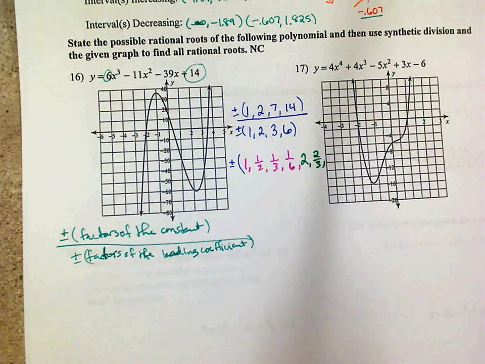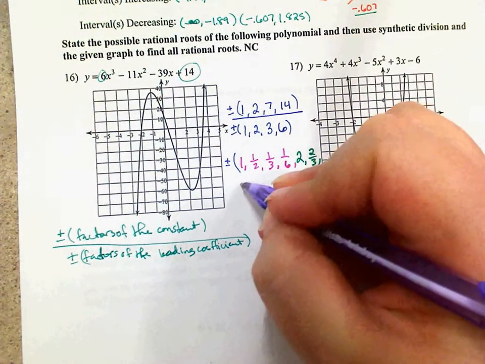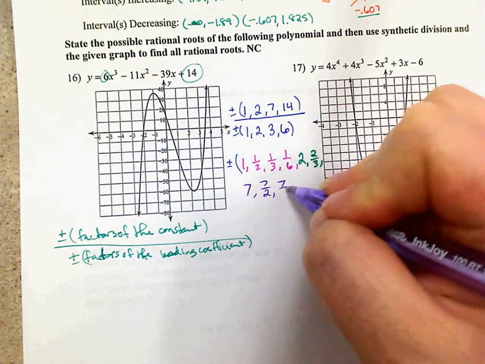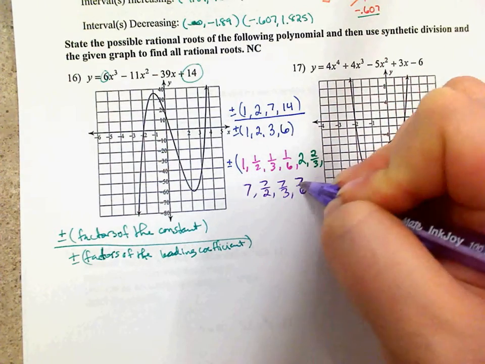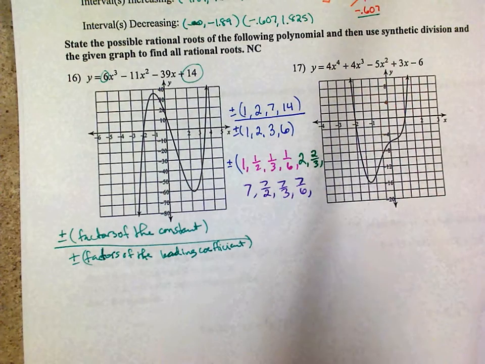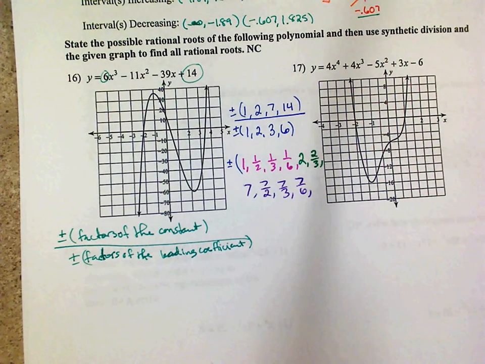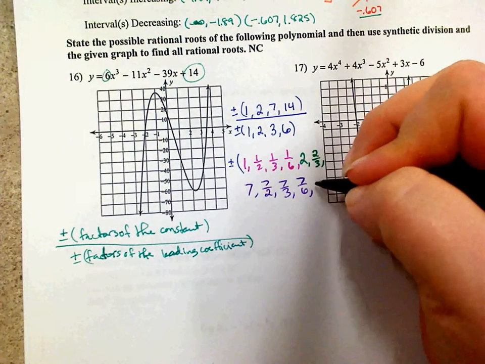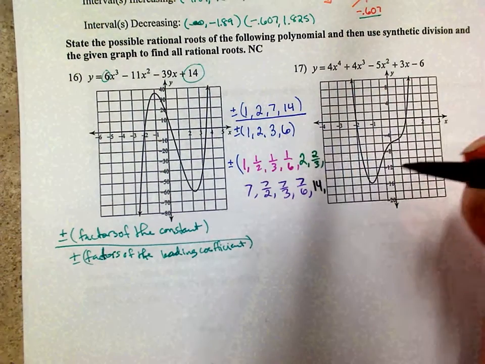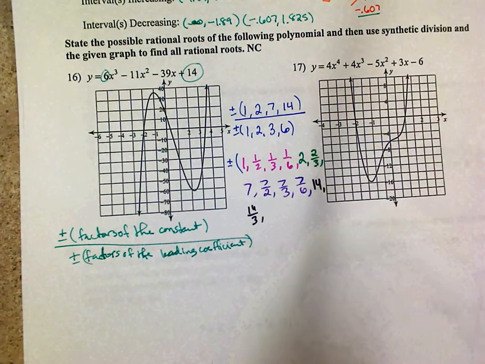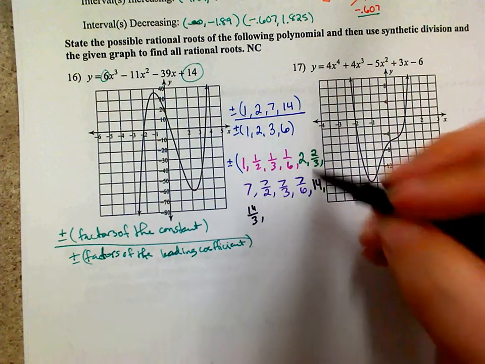Then we do 7. 7 divided by 1, 7. 7 divided by 2, 7/2. 7/3 and 7/6. If it's odd and these are, well, it's prime, so those aren't going to divide out. And then we do 14. 14 divided by 1, 14. 14 divided by 2, 14 divided by 3. And then 14 divided by 6, 7/3, which we already have, so there we go.